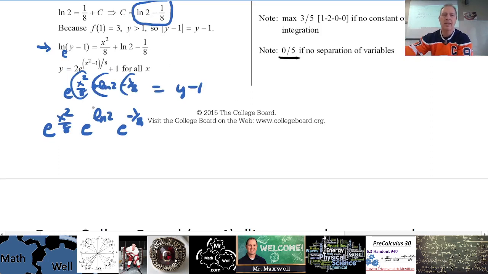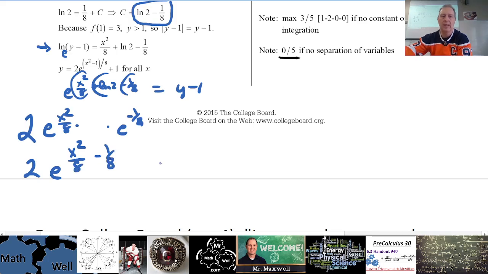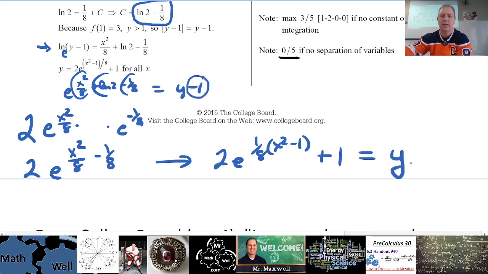Right, so it's same as multiplying that. Now e to the ln 2 is just 2. So that's where they get the 2 from. Now you've got x squared over 8 minus 1 over 8. And so they took an 8 out now. So e to the 1 over 8 times x squared minus 1. And so that's really what they have here. Now the plus 1 comes from this, right? You add 1 to both sides, and that's how you get your y.